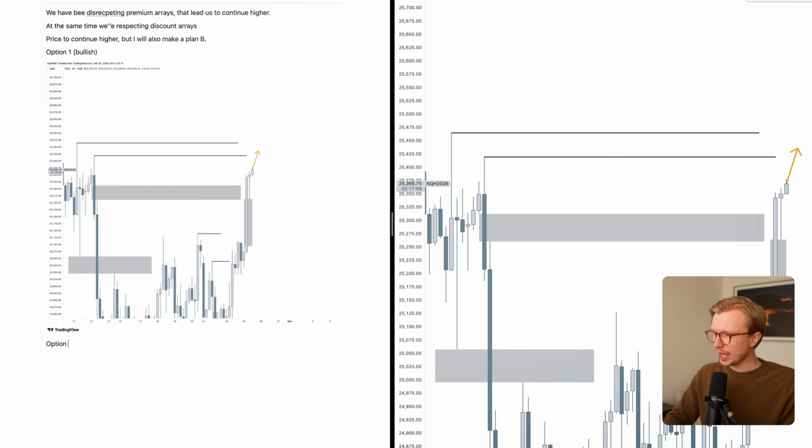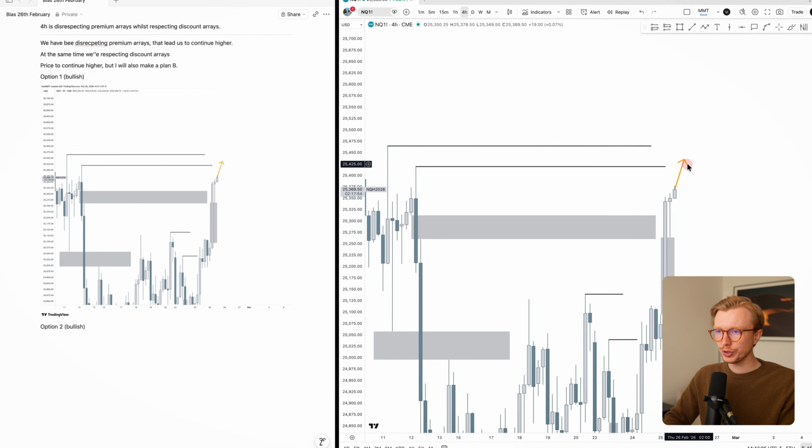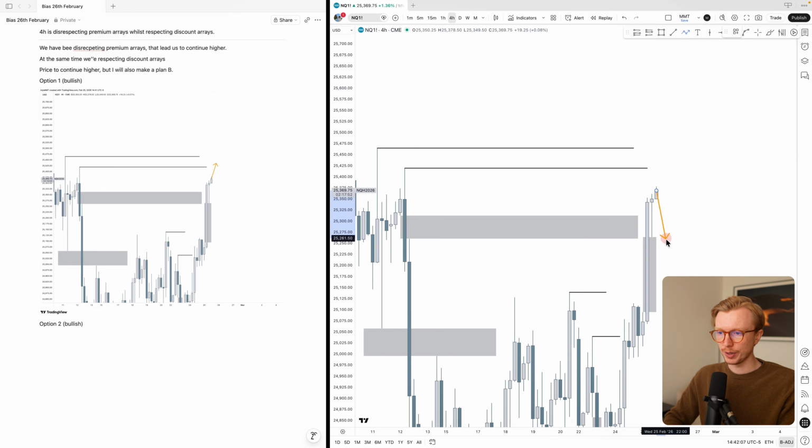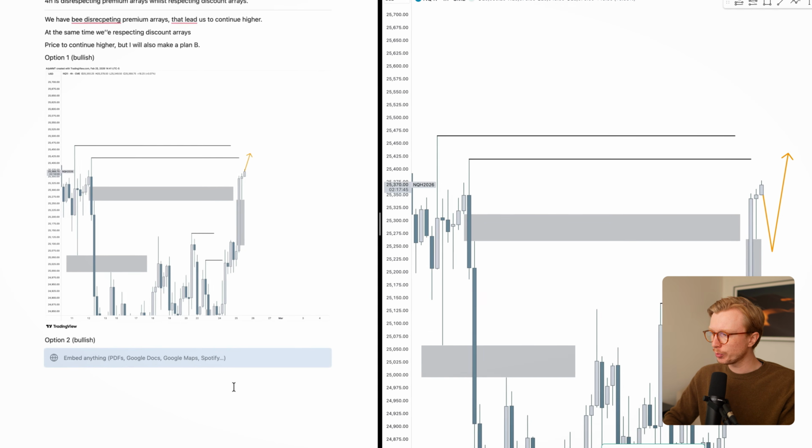That's possibility one. So option one, which is a bullish option. Next to that, we also have option number two, which is also a bullish option, which is if we do create a retracement back into the discount rate right here, we respect it to still continue higher towards the next premium raise as well. That's my next option, option number two right there.